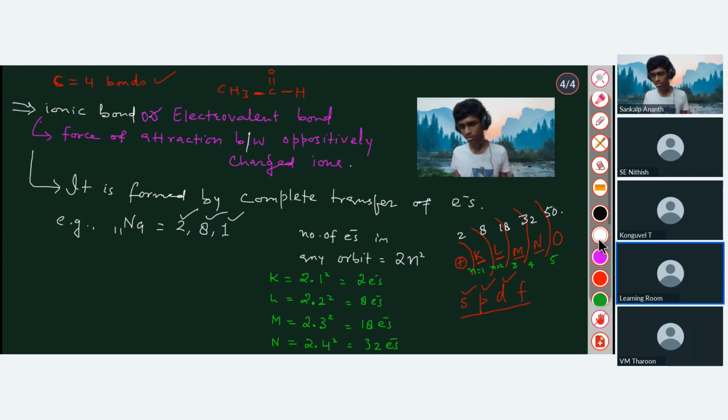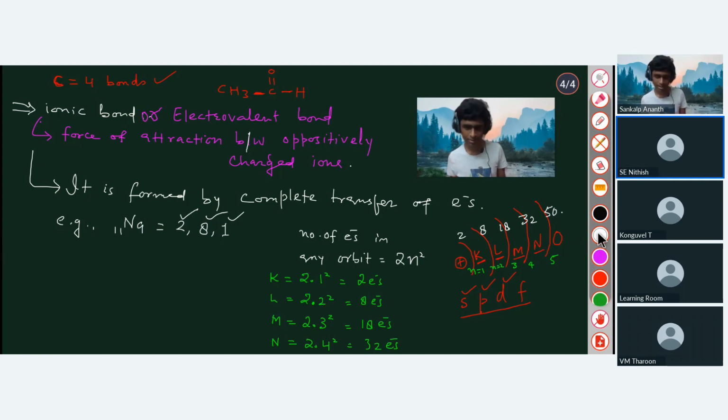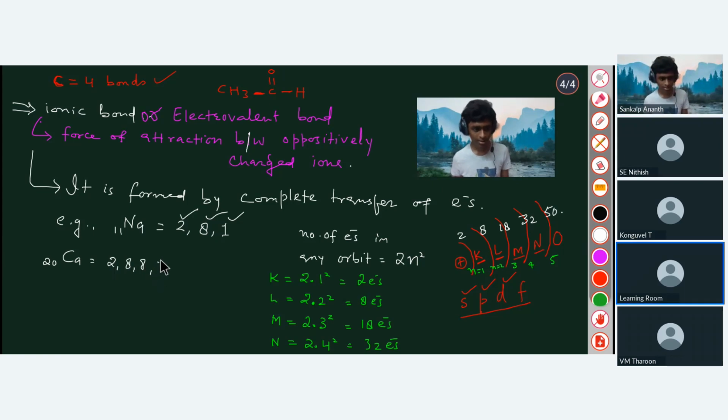So the electronic configuration of, for example, calcium: in the first shell there will be 2, in the second shell there will be 8, third one also it will be 8. Why is there not 18, sir? Very good, this is a very important question, and I will give you the answer.